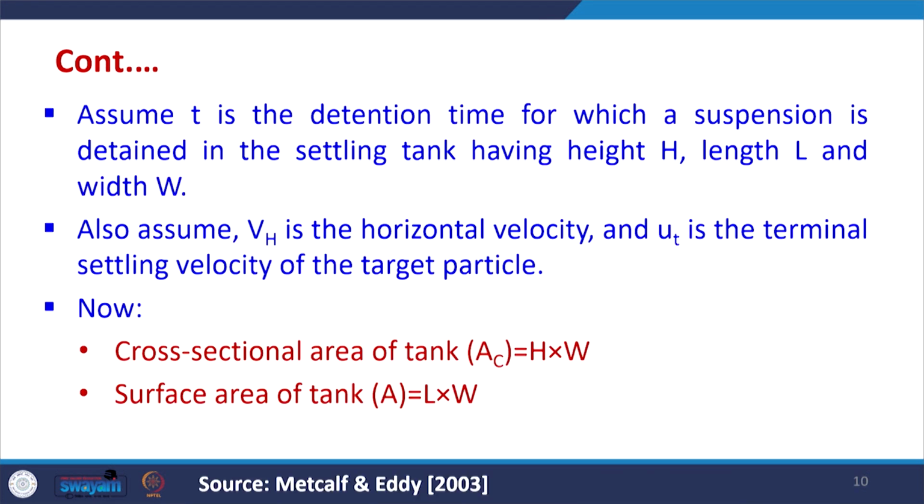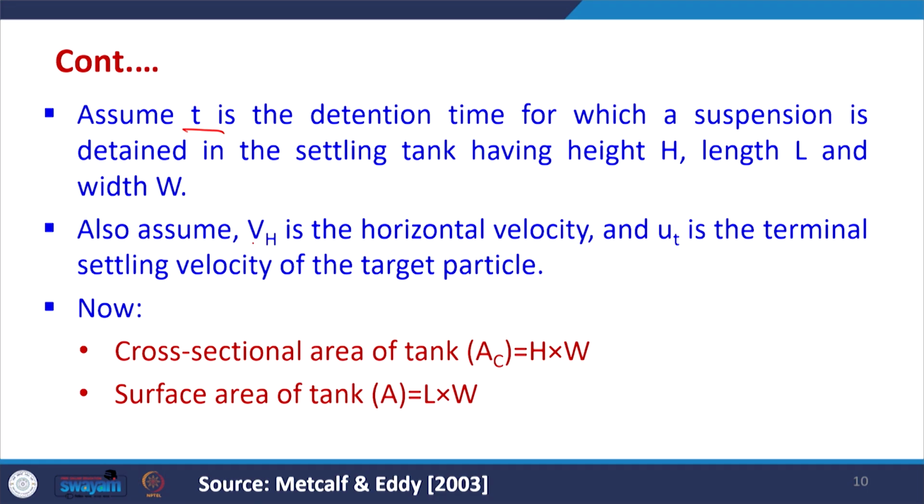Considering this, assume T is the detention time for which a suspension is detained in the settling tank, that means T is the time for which the water will remain in the tank, and the tank has height H, length L and width W. Now, assume Vh is the horizontal velocity and Ut is the terminal settling velocity of the target particle. The cross sectional area of the tank is H into W and the surface area of the tank is L into W. This is very clear.